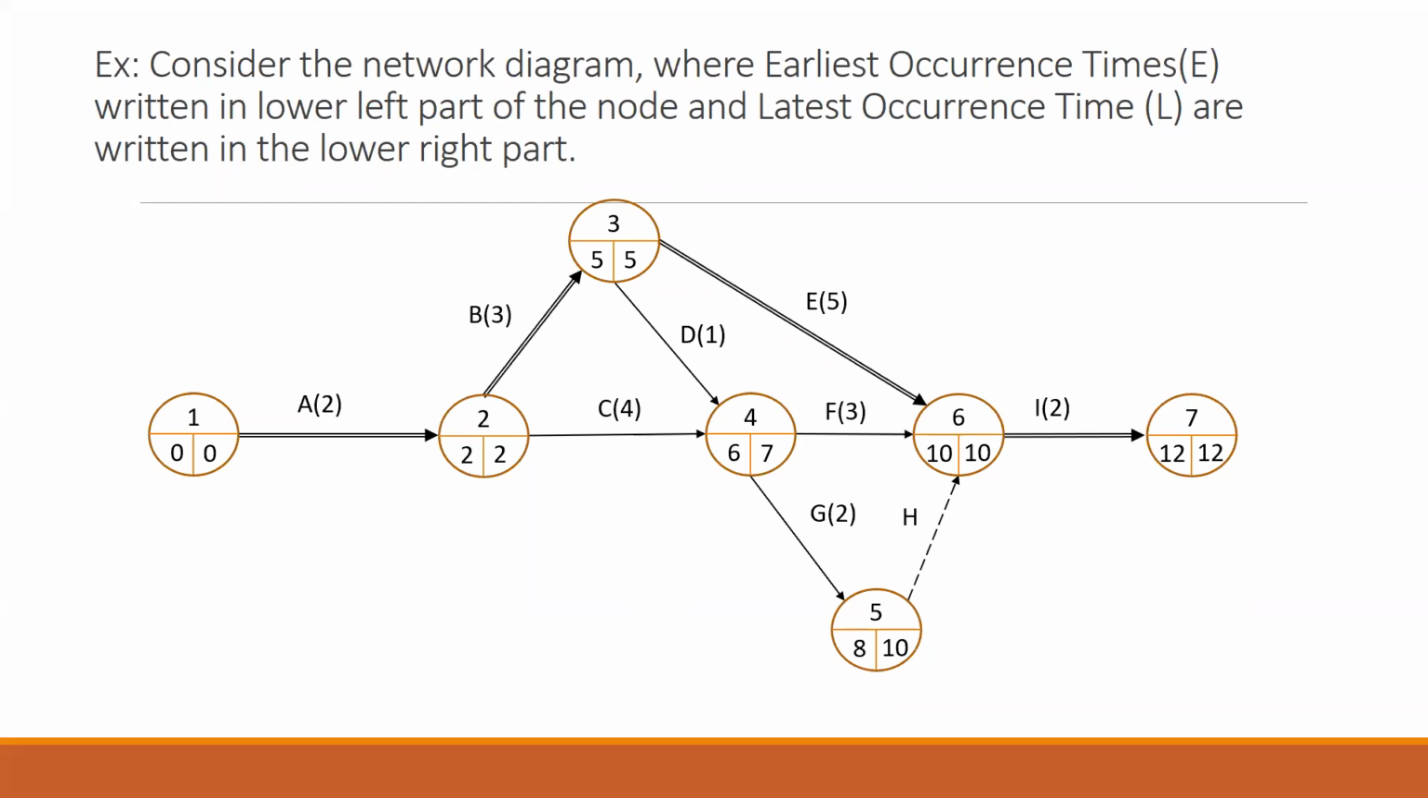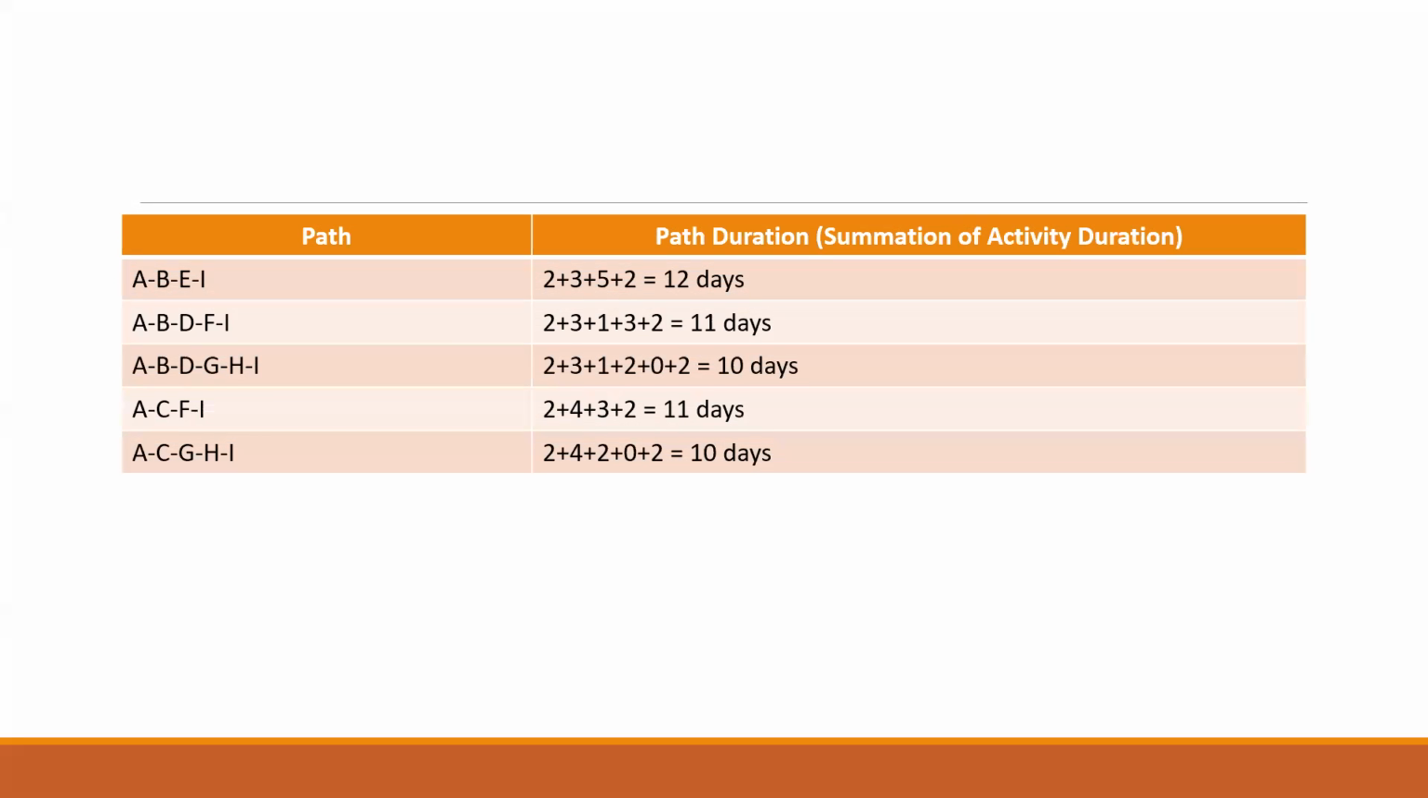And whichever are your critical activities, you can put the double line with the arrow, or you can bold it, make it bold. That's more than enough to indicate that it's a critical path. Let us see the calculations which can be done and found out. So this is the calculation.